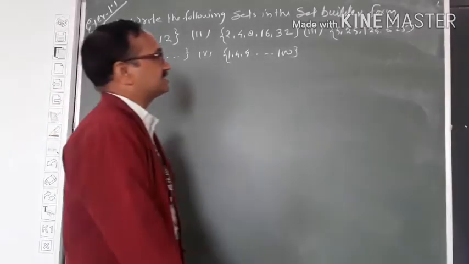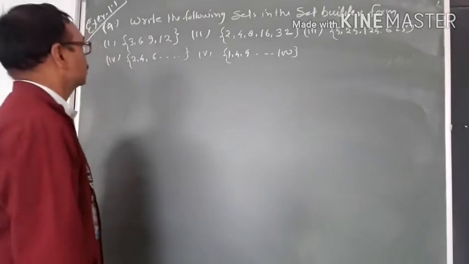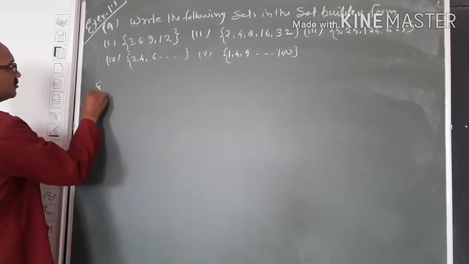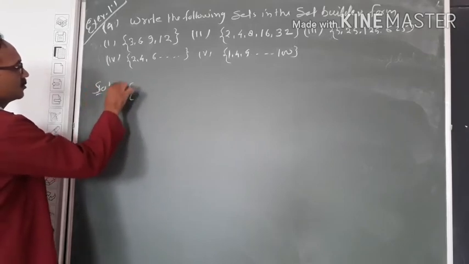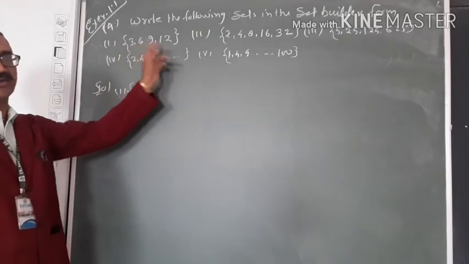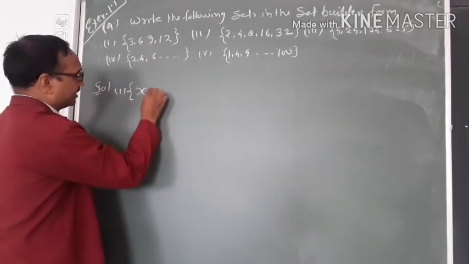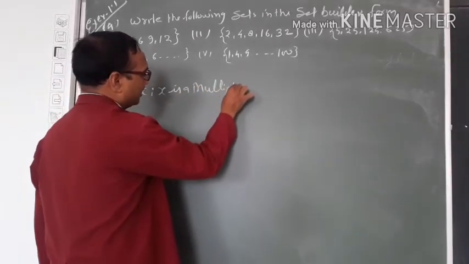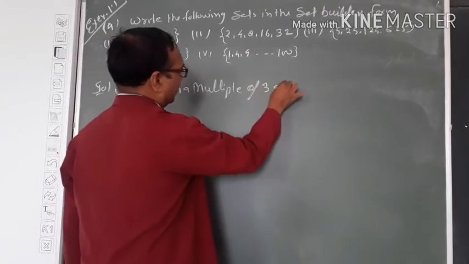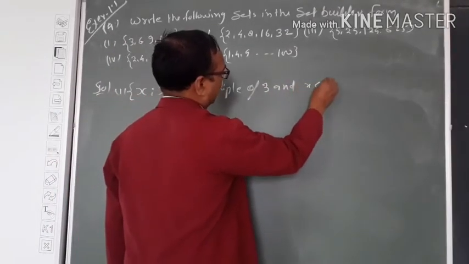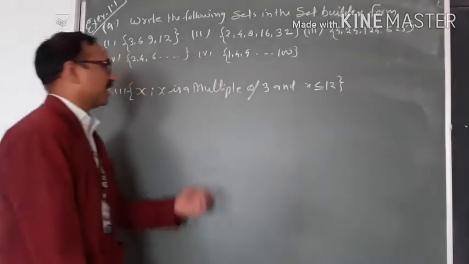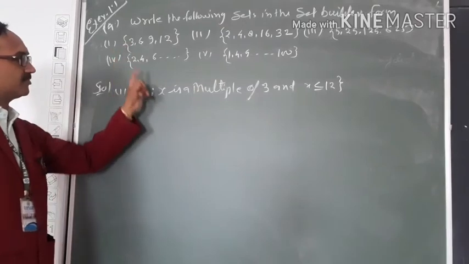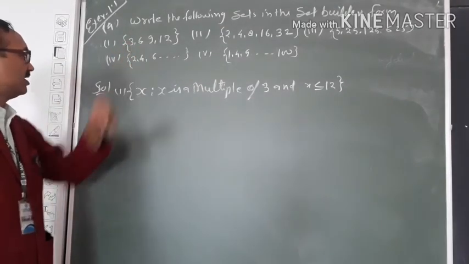Write the following sets in set builder form. Okay? So 3, 6, 9, 12. First part. So these are the multiples of 3. So x such that x is a multiple of 3 and x is less than or equal to 12. That means we have all the multiples of 3 up to 12. Multiples of 3 up to 12, that means 3, 6, 9 and 12.